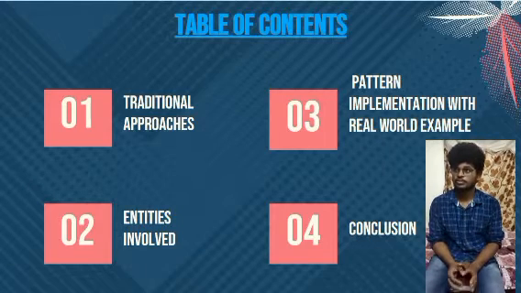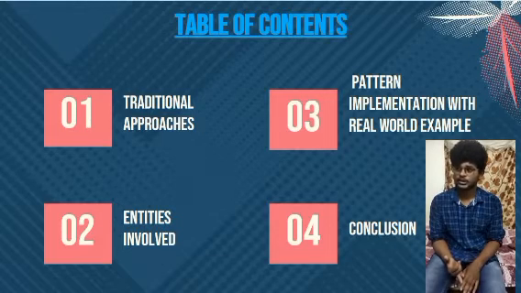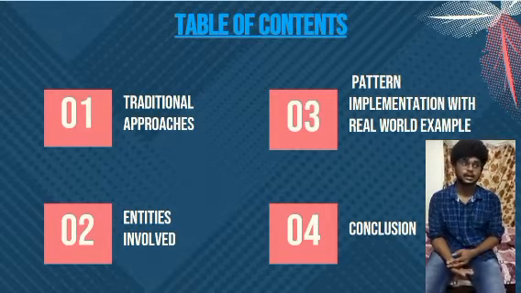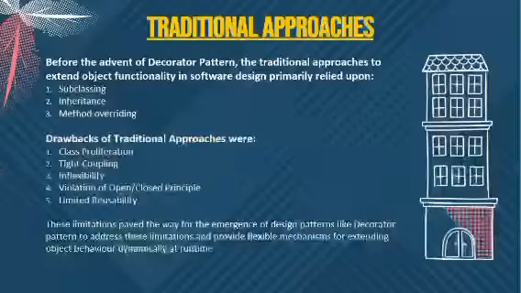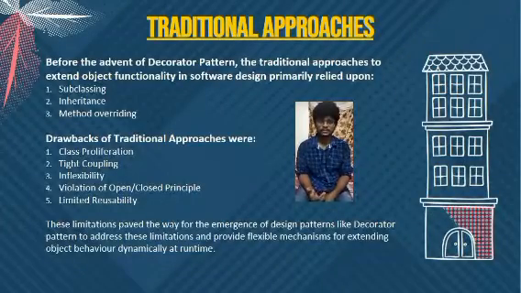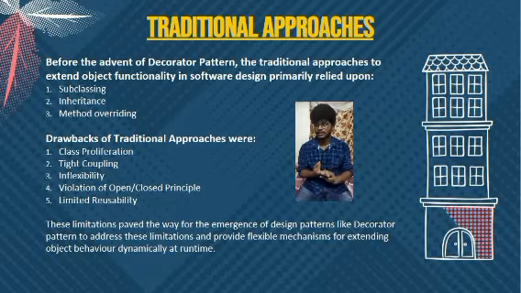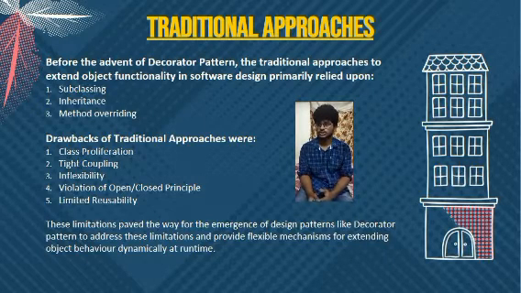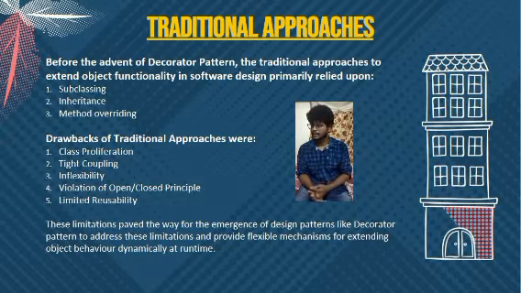Now let us discuss what are the topics to be covered. The following topics will be discussed. Traditional approaches, entities involved, its implementation and its conclusion. First, we are going to see traditional approaches. Before the decorator pattern, traditional approaches to extend object functionality relied on subclassing, inheritance and method overriding. Traditional approaches involve creating subclasses that inherit from a base class and override methods to add or modify the behavior.